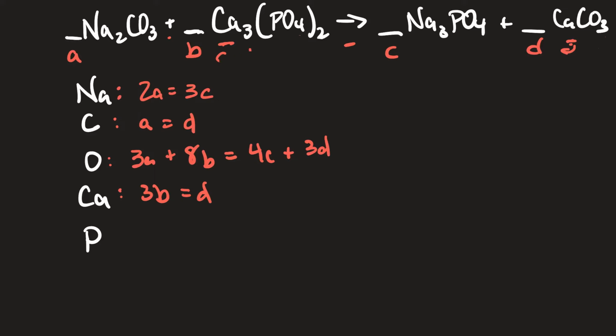And then last but not least, we have phosphorus. Phosphorus is inside this parentheses here, so we have to distribute the 2, and there's no subscript there, so that's a 1. So in this case, it is 2B equals, there's only 1 of this, so equals C. All right, so these are our expressions for each one.